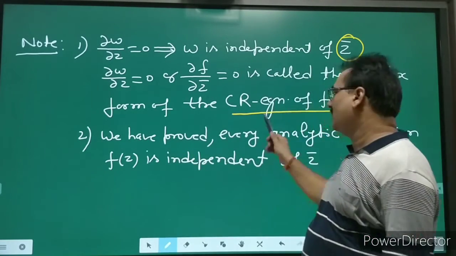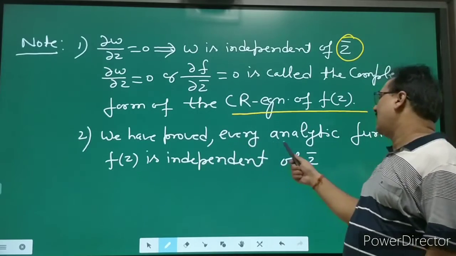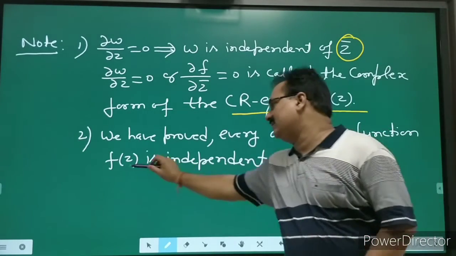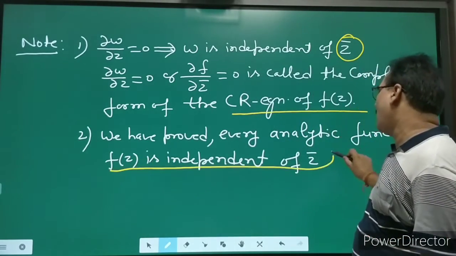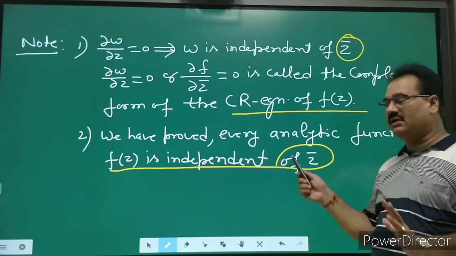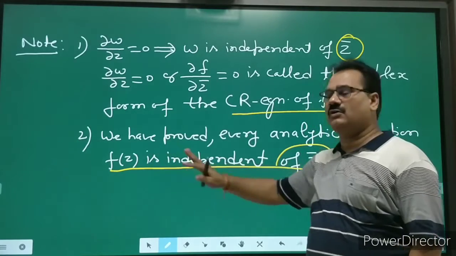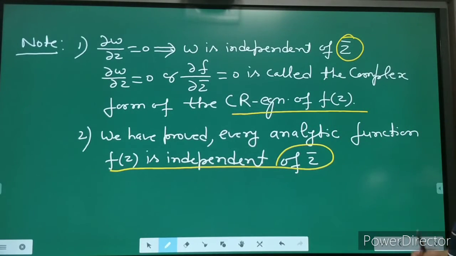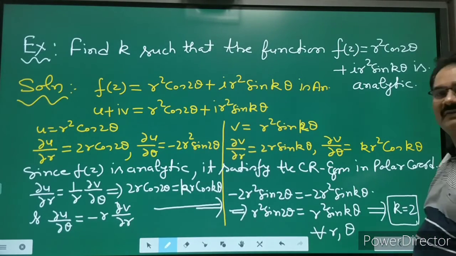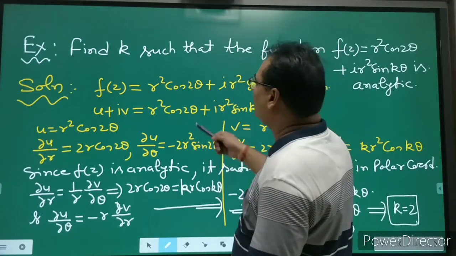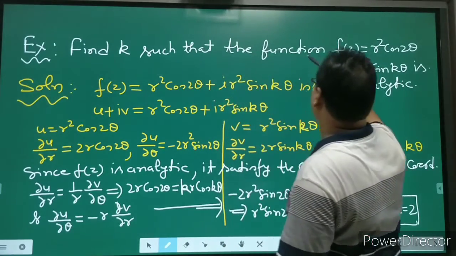We have proved in this problem that every analytic function f(z) is independent of z bar. So if it is asked, you have to do the same problem and establish this here. Okay.